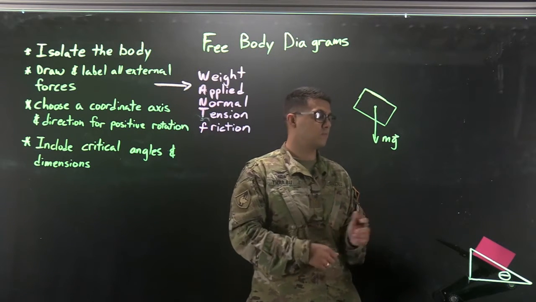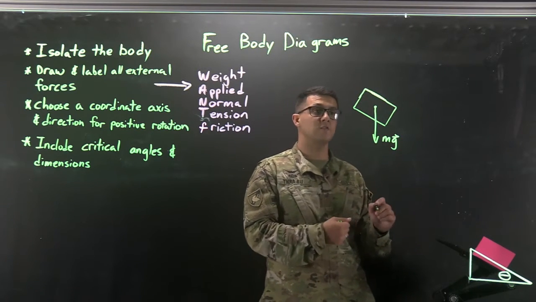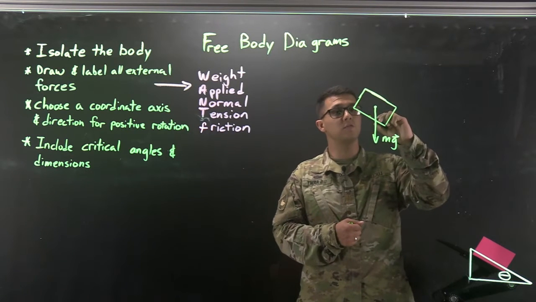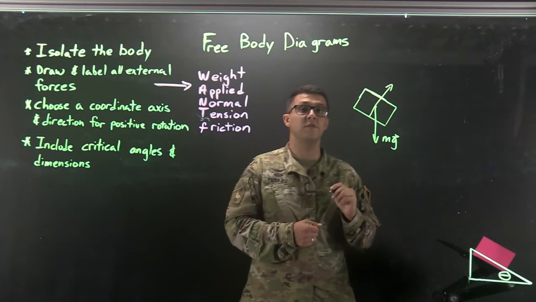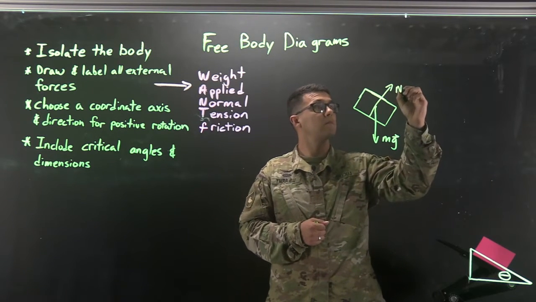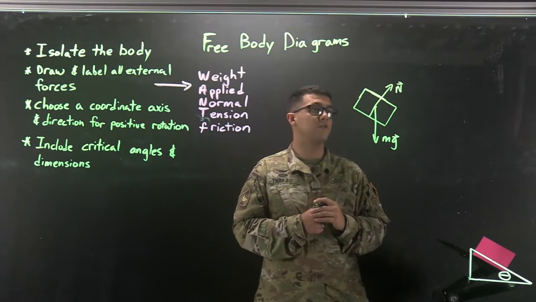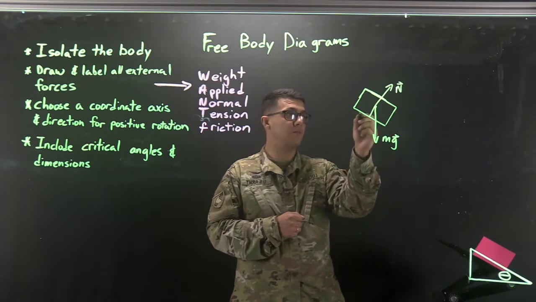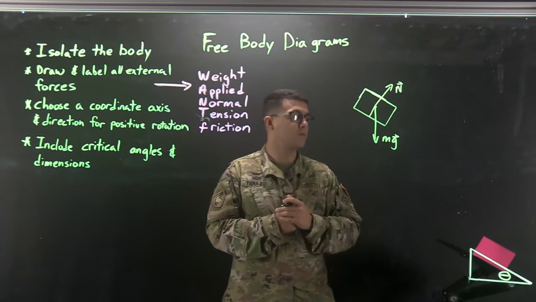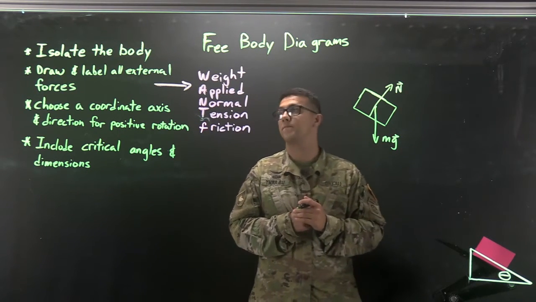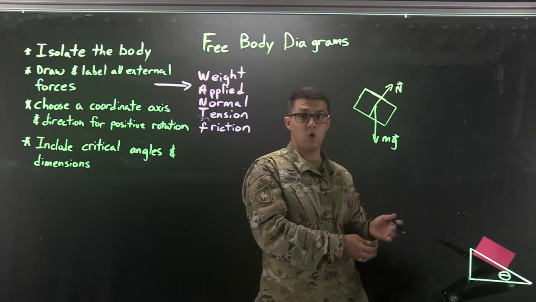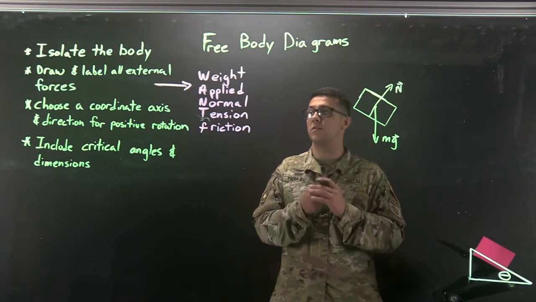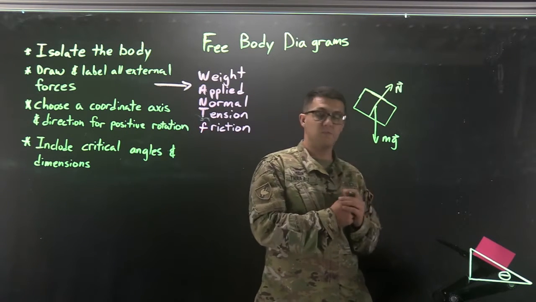Is there a normal force? Absolutely. Since this box is sitting on a surface, I have a normal force that originates from that surface. It's 90 degrees to the surface, and I draw it on the bottom of wherever it's being applied. So there's a normal force on that body. Next, there's a tension force. There's no rope. There's nothing pulling that box. So I'm going to say that there's no tension force on this block right now.